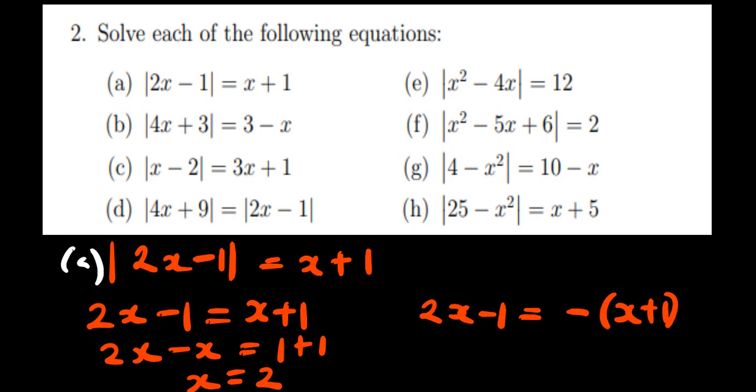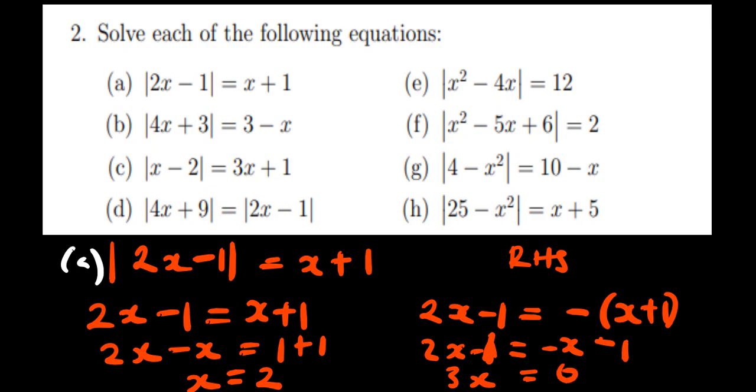Then on my right hand side, if I solve this, I'm going to have 2x - 1 is equal to, let me distribute the negative, so negative x - 1. Then I solve. I'm going to take the negative x to the other side, it becomes a positive x. Then 2x + x, that's 3x, is equal to, I've got a negative 1. When I take the negative 1 to the other side, I'm going to get a 0. Then I divide by 3 on both sides, so x will just be equal to 0.